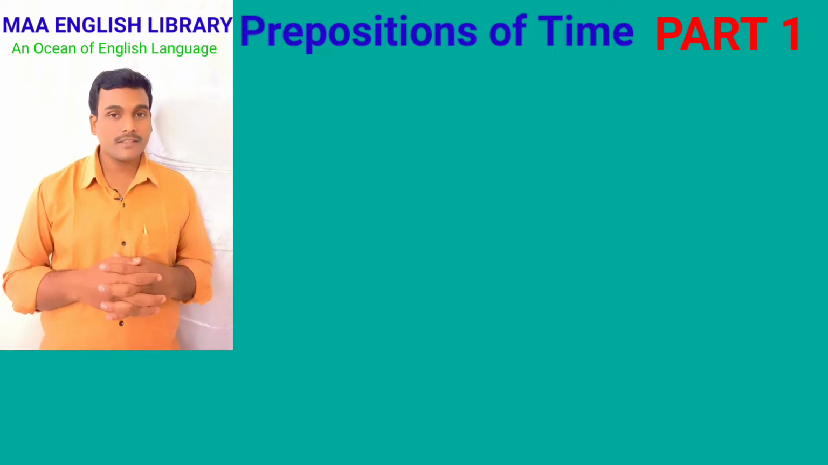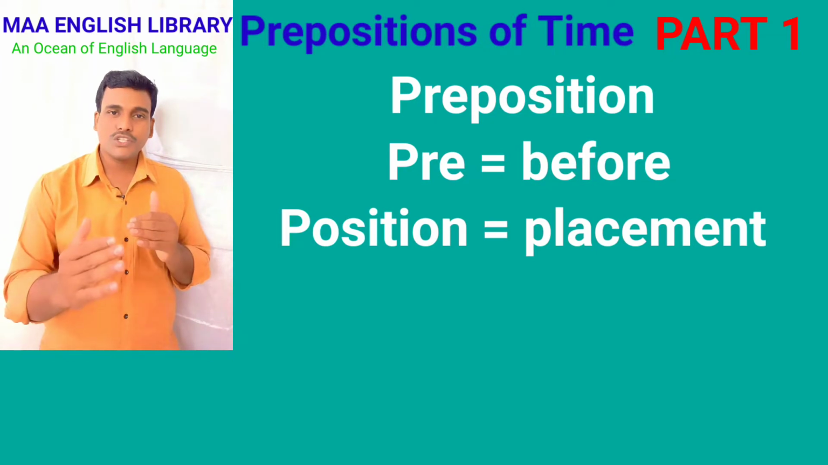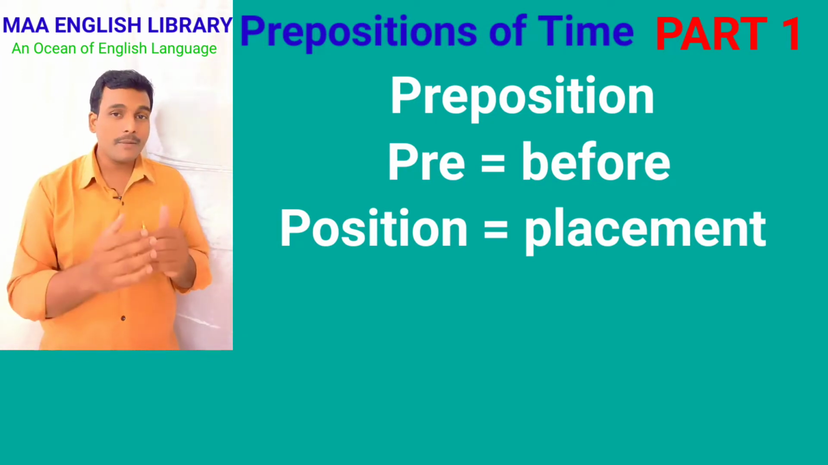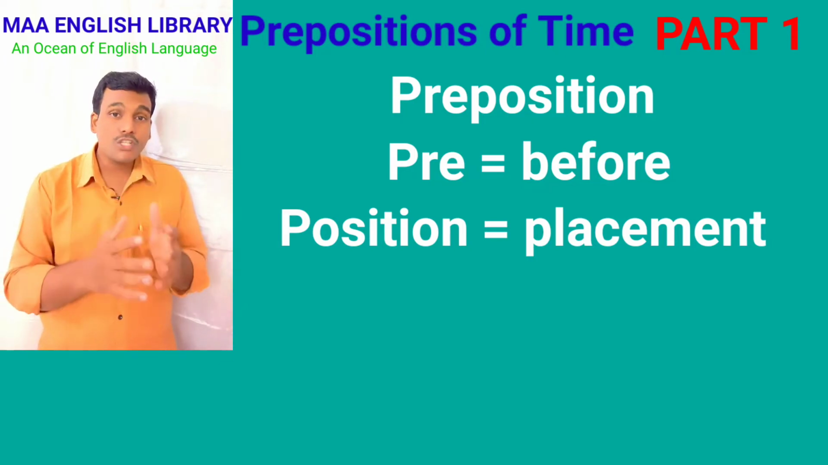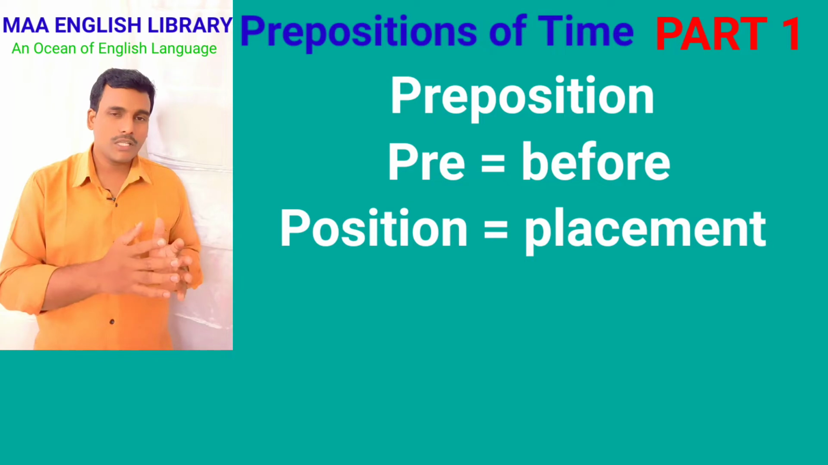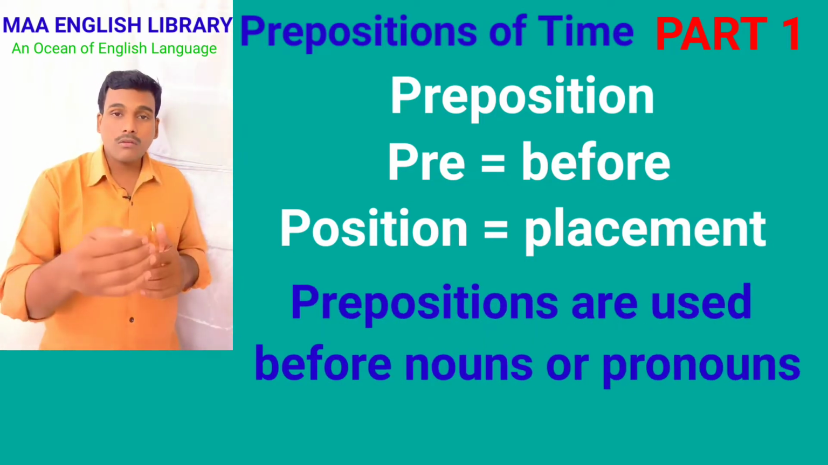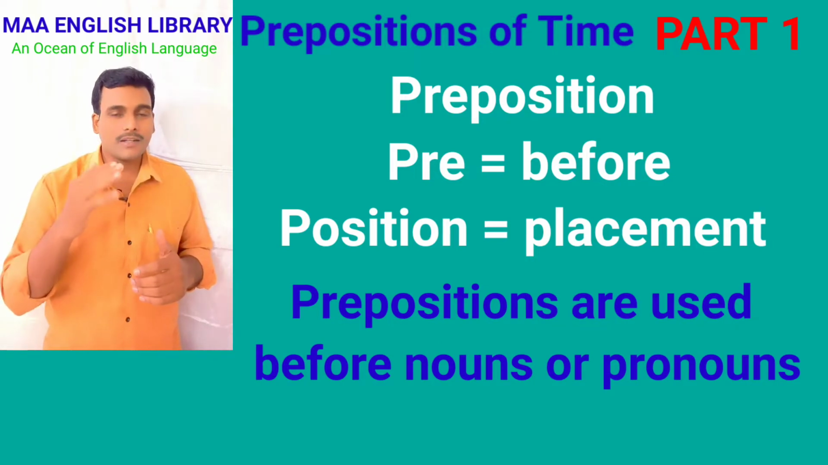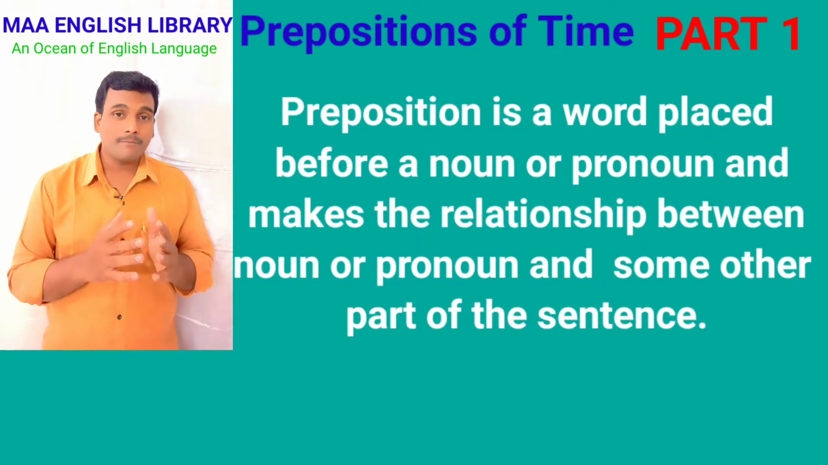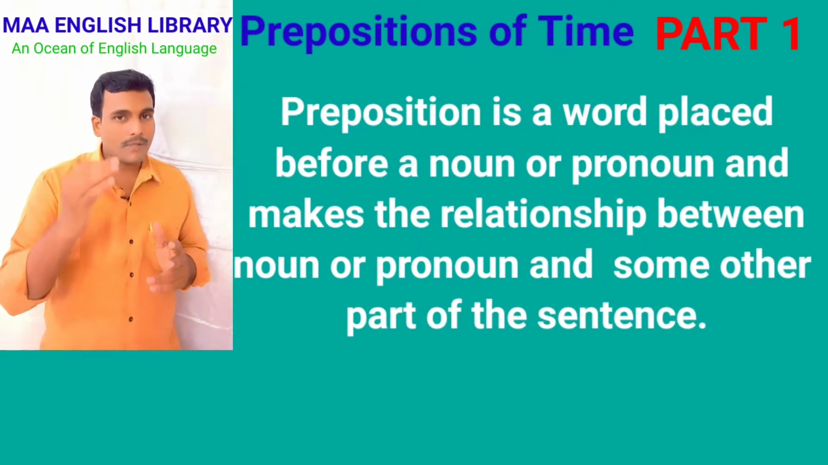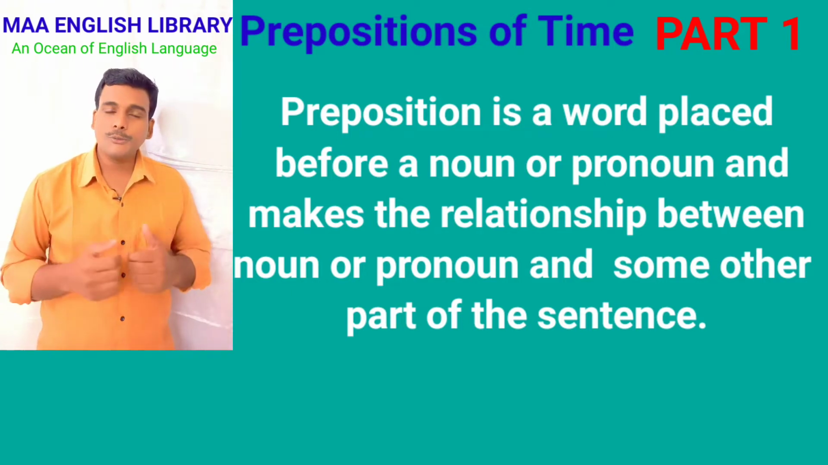Okay, first of all, let us know what a preposition is. Preposition means pre-position. Position means placement. Pre means before. That means it says something about position which is before. These are all the words which come before a noun or pronoun. Okay, they are prepositions. That means some words are placed sometimes before a noun or pronoun. They are called prepositions.